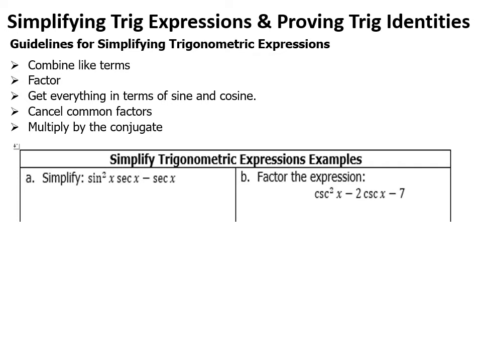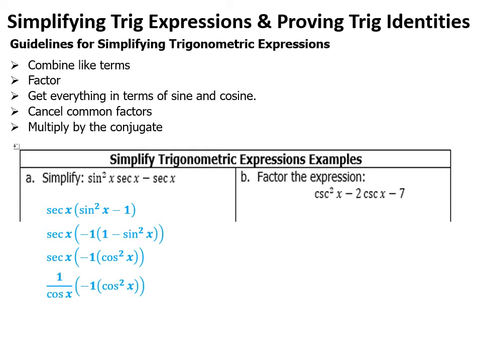So first one, sine squared of x times secant of x minus secant of x. Well, we can simplify that by factoring out secant of x. Sine squared of x minus 1 kind of looks like sine squared plus cosine squared equals 1, but I have to pull out a negative 1 to make that work. Because then 1 minus sine squared is cosine squared. Secant is 1 over cosine, so now I can cancel a cosine, and that simplifies just to negative cosine of x.